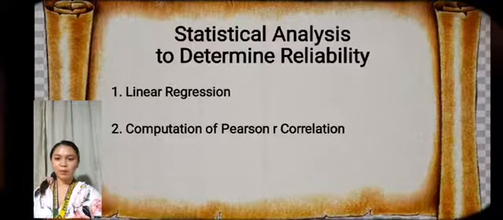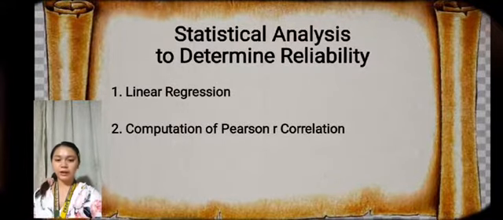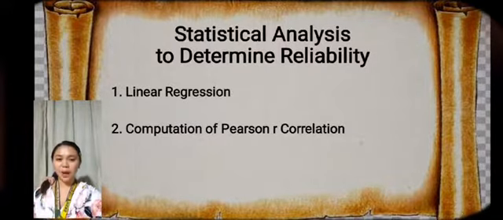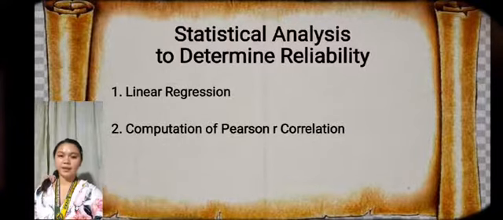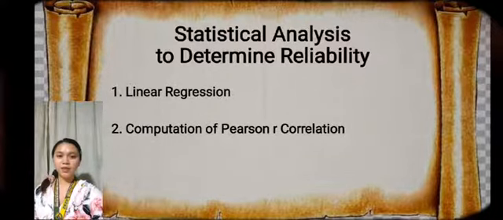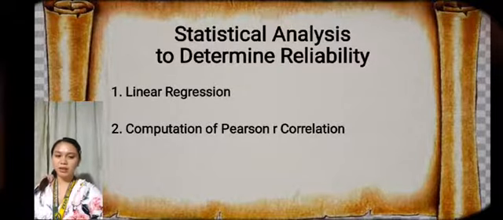And we are now in the linear regression. Linear regression is demonstrated when you have two variables that are measured, such as two sets of scores in a test taken at two different times by the same participants. The second one is the computation of Pearson r correlation. The index of the linear regression is called a correlation coefficient. When the points in a scatter plot tend to fall within the linear line, the correlation is said to be strong.